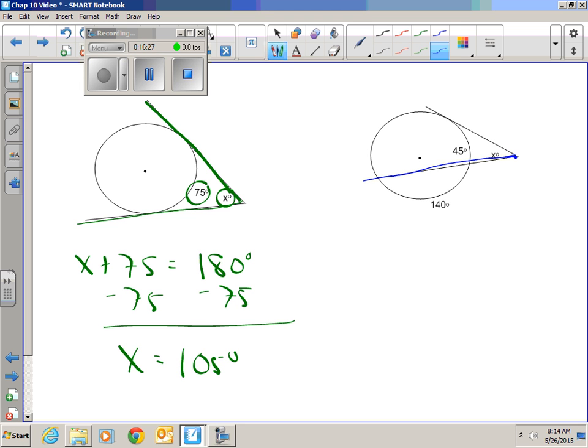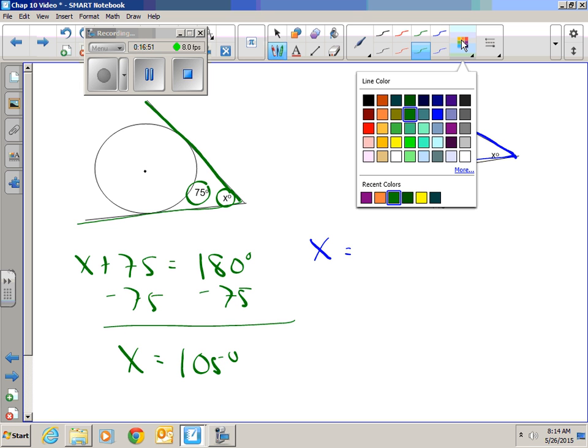In this guy right here, this is a secant. This is a tangent. Okay? So I now know that the measure of x, my angle, is equal to half the difference of the arcs. Well, we got to do a little bit of extra work here now. I got one arc, which is 45. I need to get this other arc right here.